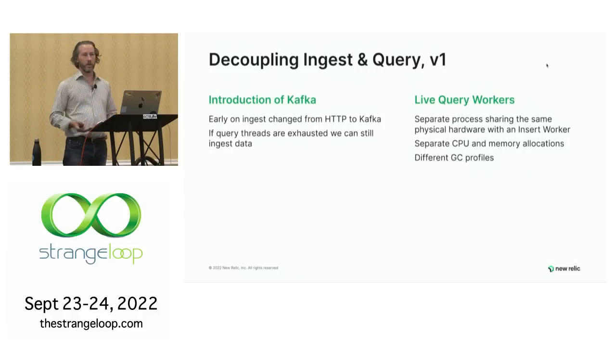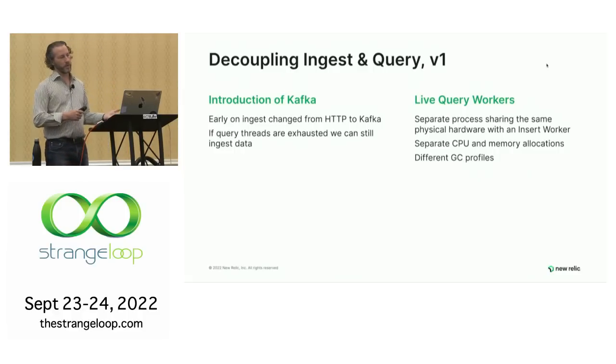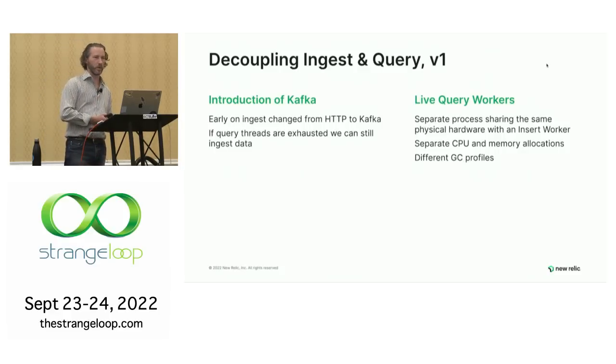And very early on, we did that by introducing Kafka. So we were fairly early on the Kafka adoption curve. It was probably version 0.7 when we first started using Kafka. But we switched our ingest so that it was coming in through Kafka topics, consumed directly by the insert workers, and outside of the query path.